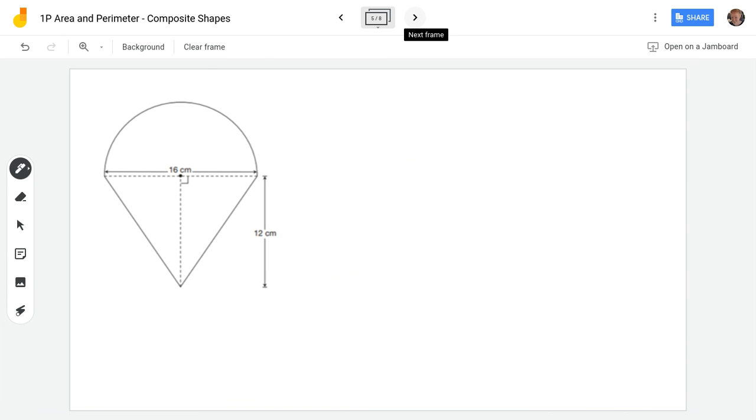On to the next one. So here's an ice cream cone kind of shape. We have a half of a circle at the top, and we have a triangle at the bottom. So the half circle I'm going to call area 1, and the triangle I'm going to call area 2. So we have a half circle. So we'll need to find the area of the circle and then divide it in half. And then we'll also need to find the area of the triangle.